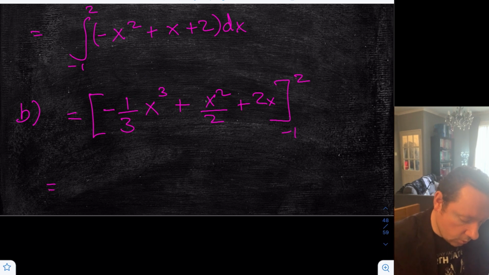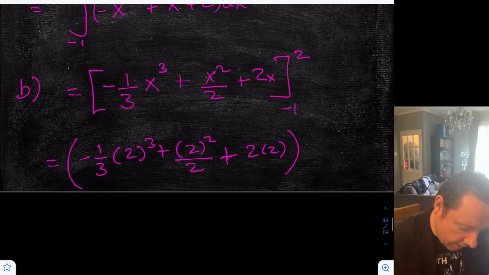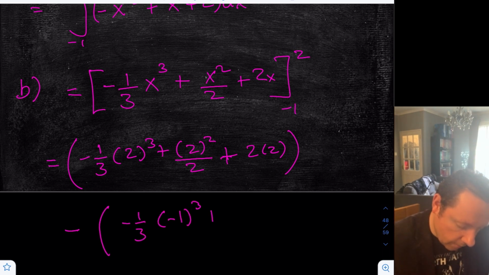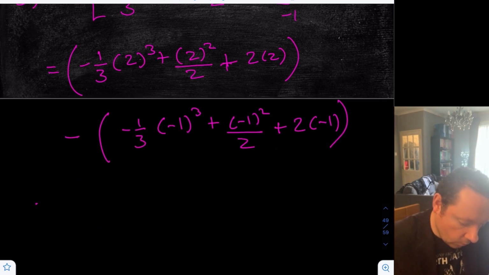Subbing in our numbers, we get minus a third of 2 cubed plus 2 squared over 2 plus 2 times 2. That's our first one. Take away minus a third times -1 cubed plus -1 squared over 2 plus 2 times -1. Okay, so then we need to work on this.